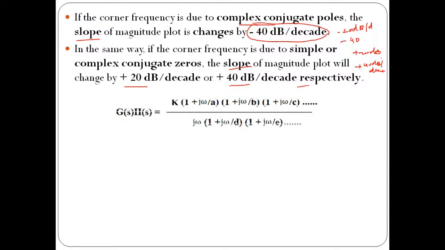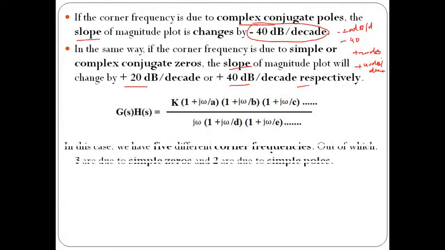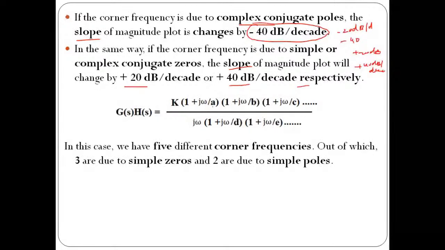So this is the standard form of the open loop transfer function which is available with us, where we have to calculate the corner frequencies. In this case we have a total of 5 corner frequencies, out of which 3 corner frequencies are due to zeros like this, and the remaining corner frequencies are due to the poles like this. This is very important.